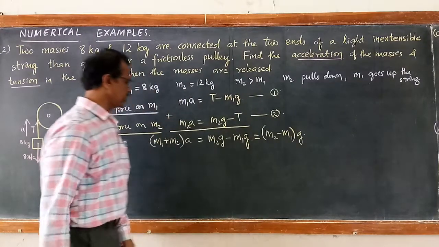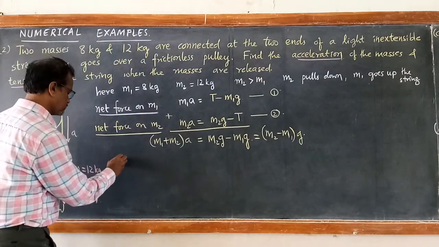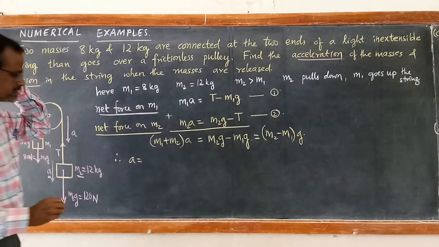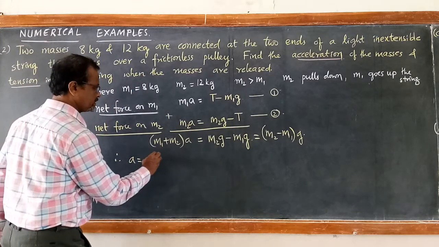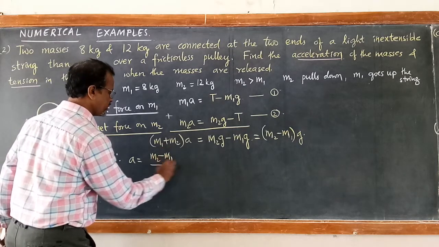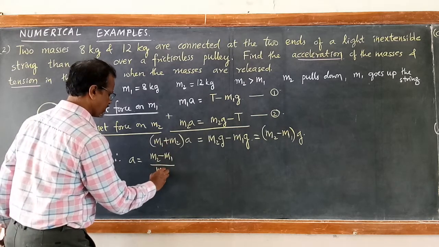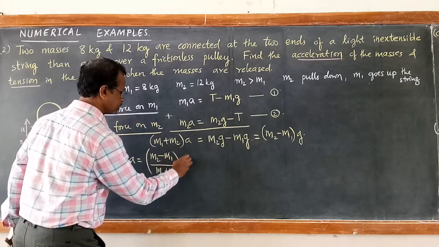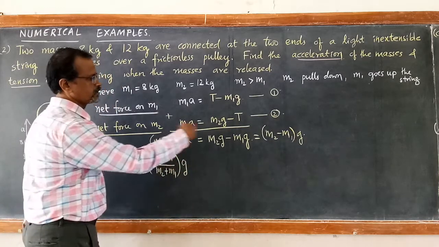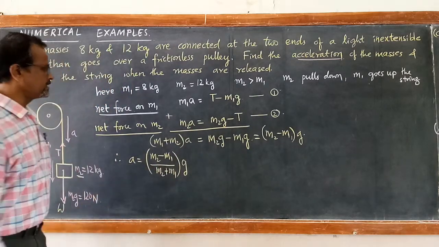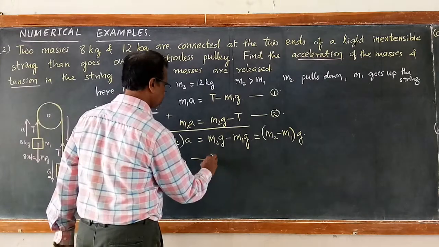M2 minus M1 into G. Therefore, acceleration, that is the first thing we are asked to find out. Acceleration A is equal to M2 minus M1 divided by M2 plus M1 into G. Just take this M1 plus M2 to the right hand side, it goes to the denominator. So this becomes the important equation number 3.